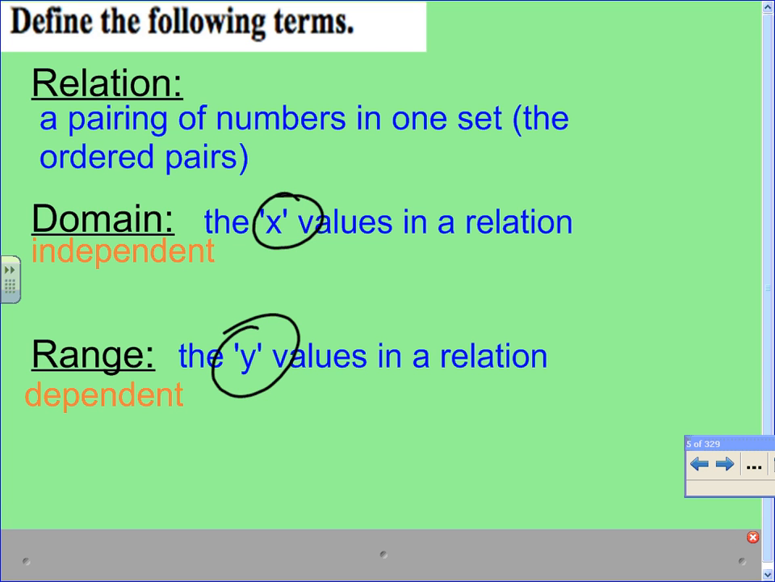Range are the y values in a relation. These are the dependent values. So someone's weight, how much they weigh, might depend on how many weeks have passed. Maybe someone's trying to lose weight for something. Their weight is dependent on the time, okay? Because it depends on, well, how long have they been dieting?